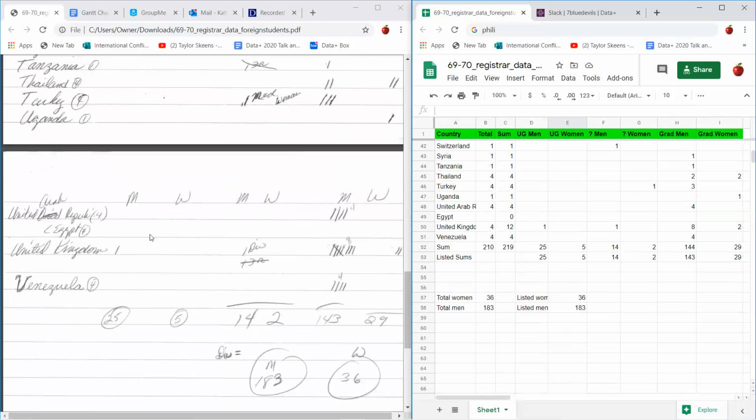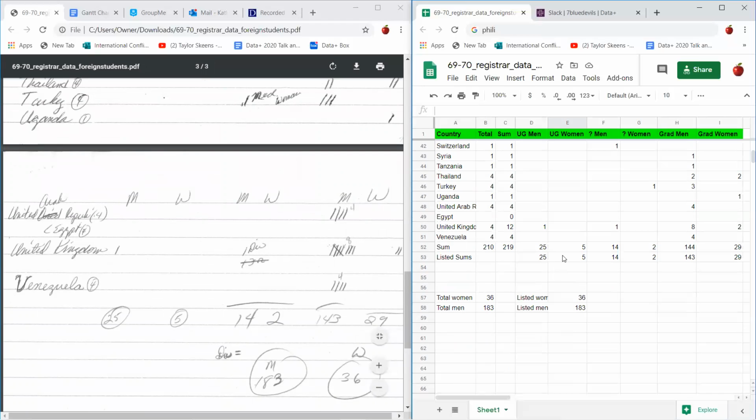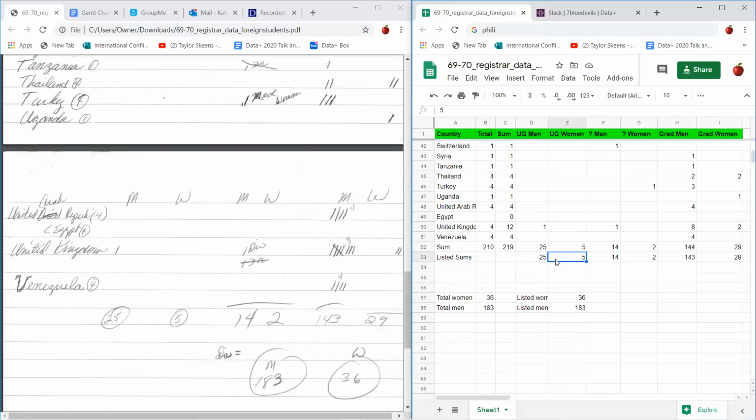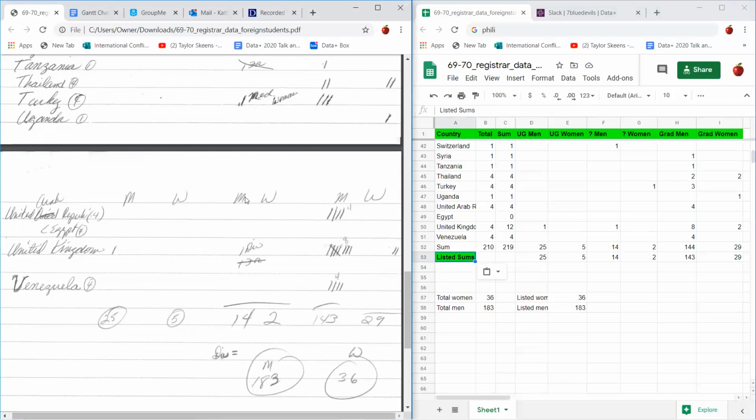So it looks like 25 men from the undergraduate, 5 women from undergraduate. So I wrote those here in the listed sums there. In the listed sums, these are the ones that she recorded. So then there's 142 men.